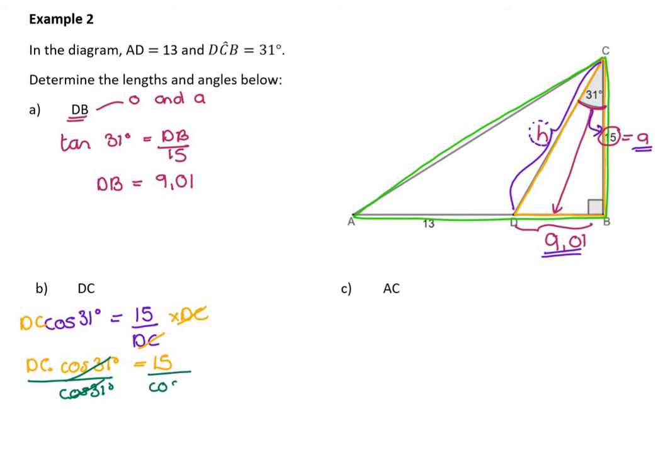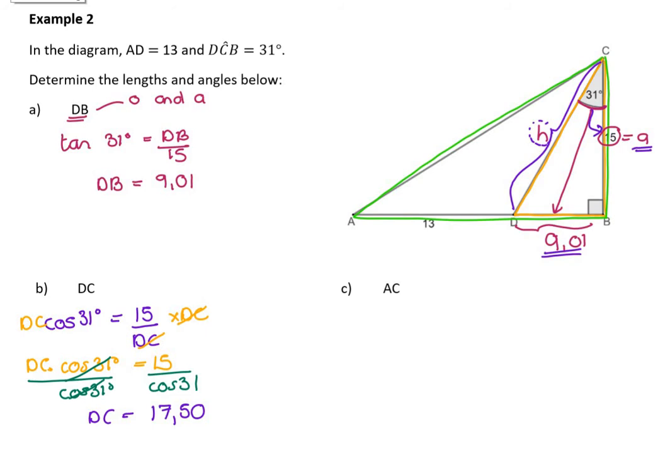And so I'm going to pick up my calculator and simply say 15 divided by cos 31. So I get a DC value, and I can round this off. I get 17.499, so 17.50 or 17.5. Now, as I've said before, you could have used sine and you could have used Pythagoras, and you probably would have maybe got slightly different rounding, but it would have been marked right either way.